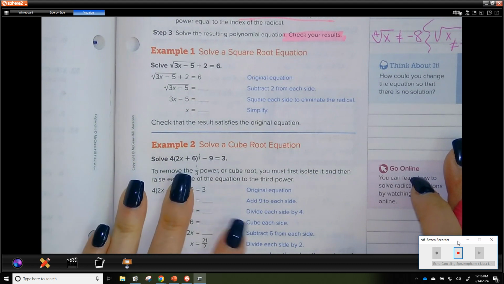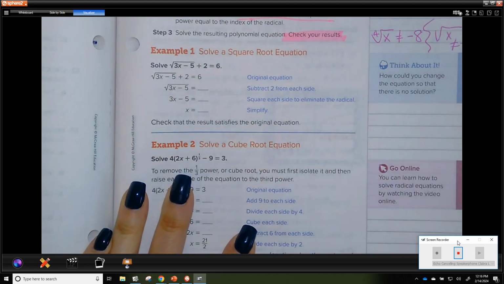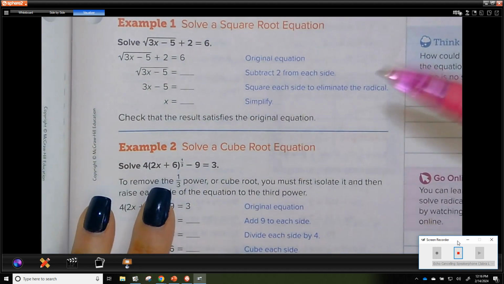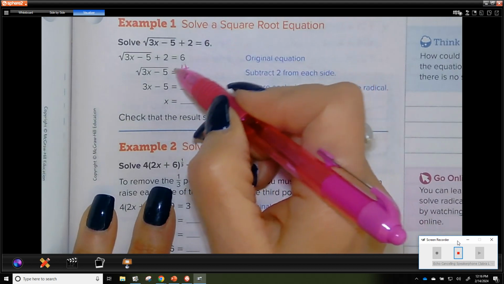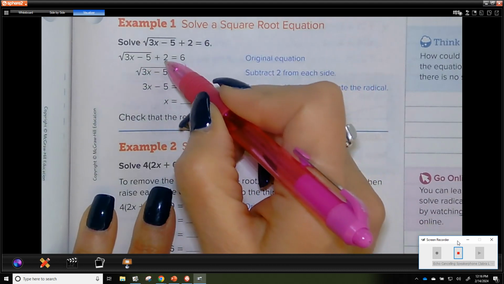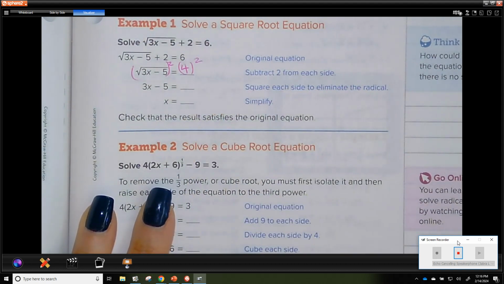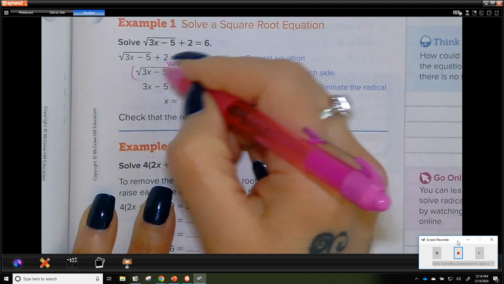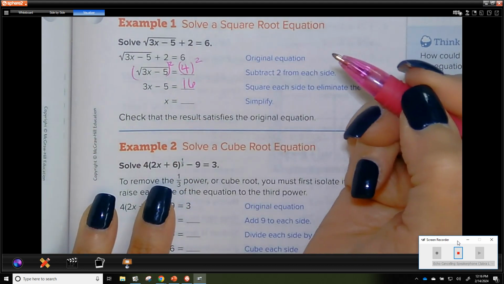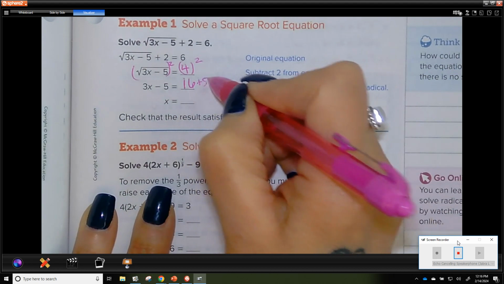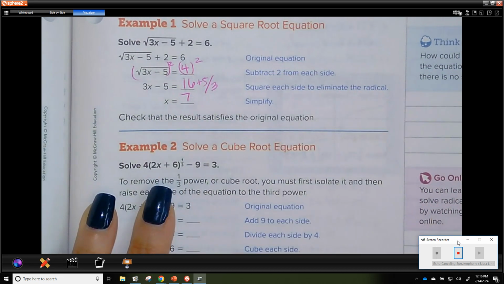Square root of this, so same thing with operations. You're going to isolate the radicals. So here's my radical, so I'm going to subtract 2, I get 4. Now I have only the radical on one side. Oh, I have something else to say. So I'm going to square both sides because it's a square root. So the radical and the square cancel each other and you get 16 here. And then you're going to add 5 and divide by 3. So 21 divided by 3 is 7.